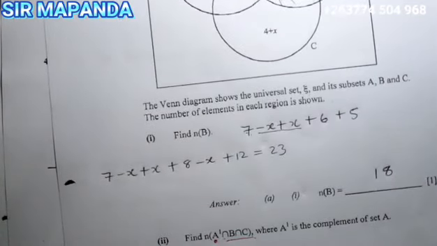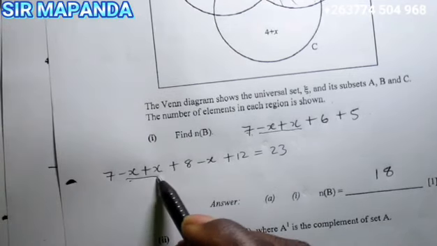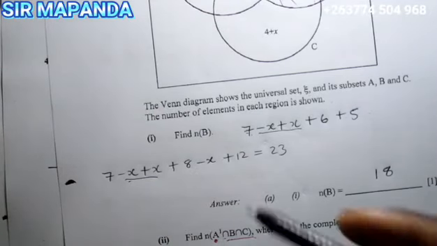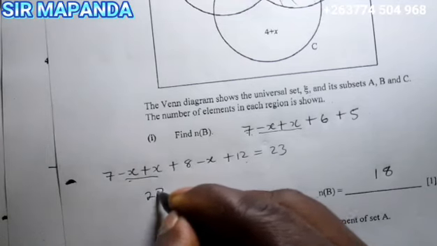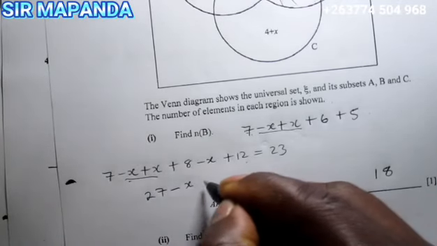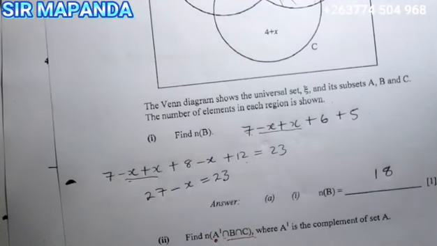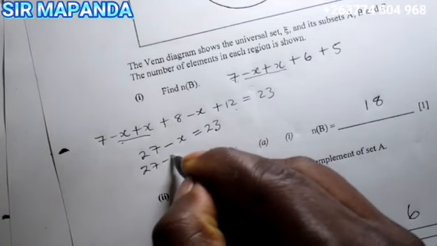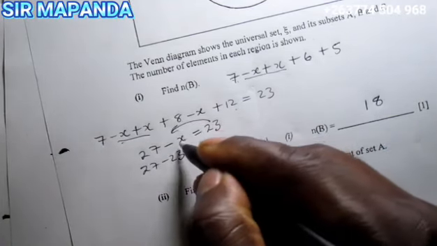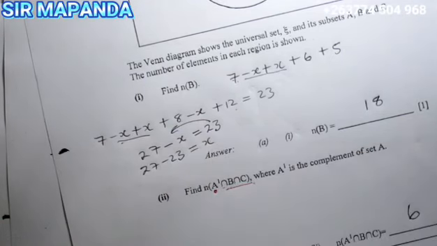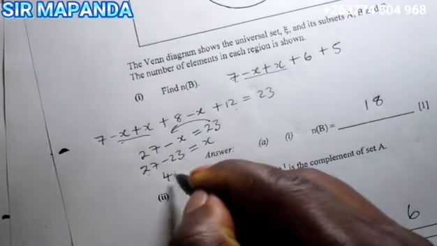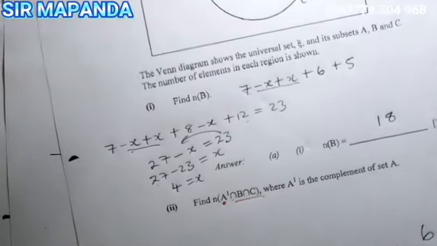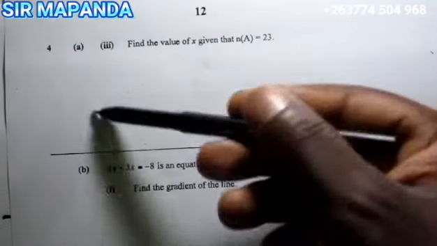Like this, right? So minus x plus x, you get a 0. All right. 7 plus 8, this is 15. 15 plus 12, you get 27. So this is 27 minus x is equal to 23, right? Collect like terms, you get 27 minus 23, shifting 23 to the left side, then put minus x to the right side, you get x. 27 minus 23, you get 4. So it means that x is equal to 4. I hope you are listening, class. So these workings are done on this space below.